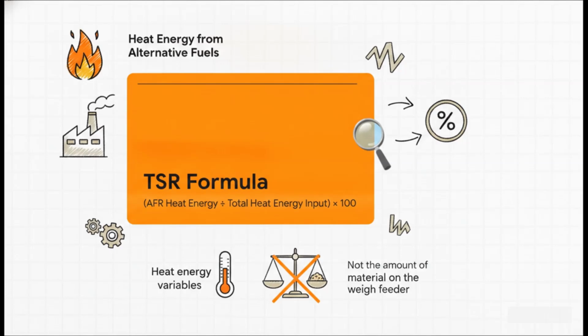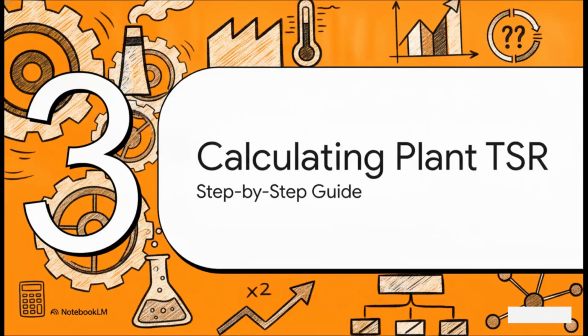And the math behind this concept? It is wonderfully straightforward. The formula is just the heat energy from alternative fuels divided by the total heat energy input and then multiplied by 100 to get your percentage. This brilliantly simple formula proves exactly what we were talking about earlier. TSR depends entirely on those heat energy variables, not on how much heavy material is sitting on the wayfeeder. Which brings us to the core focus of today's explainer, Section 3, How to Calculate Plant TSR, a step-by-step guide.